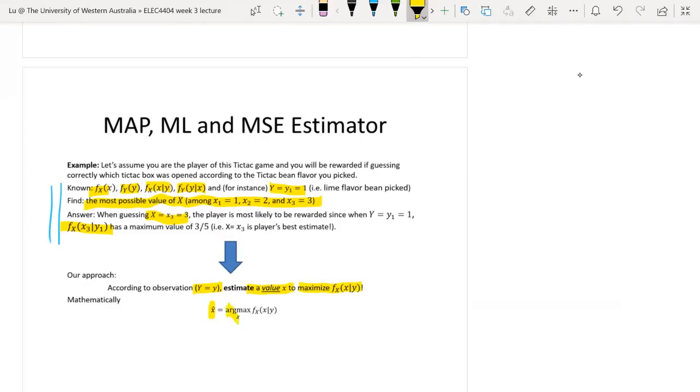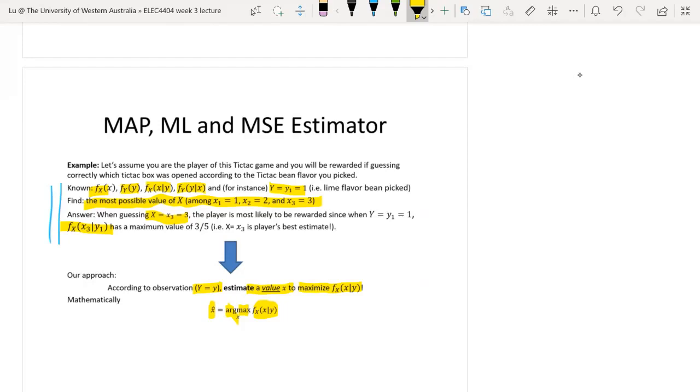Argument means arg for argument, right? The argument x which can maximize such conditional PMF distribution. Okay, so I'm using the example to help you understand this formula again, right?